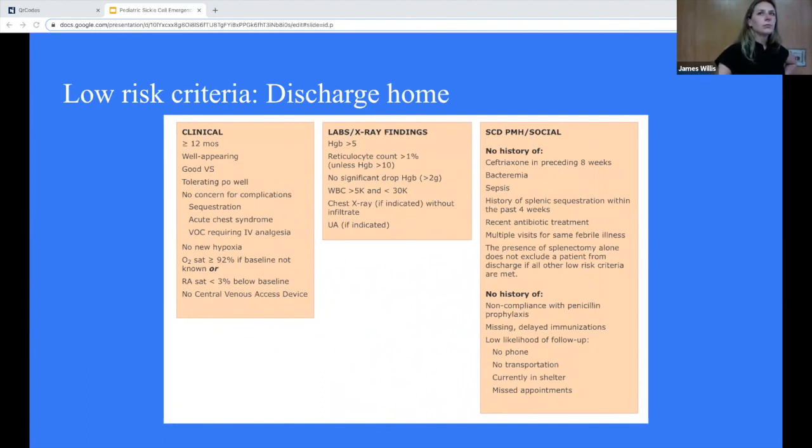The other thing is feeling out the family for whether they're going to come back, because they have to come back for a second dose of Ceftriaxone. If you get the sense that they don't understand that they have to come back, or you're meeting some resistance and you think this kid may not be back for that second dose, I think those are all reasons for automatic admission.